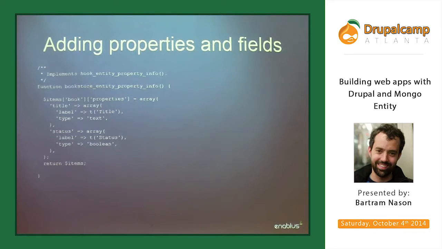You can add properties and fields to your Mongo entity type. It's just another hook. hook_entity_property_info is the hook that you use for creating properties. Fields are properties. Properties are just very basic attributes like title, status. They don't have that field naming system that you see when you create fields, where it's field underscore. You can define properties. All you need to do is set the type. So if you had a book and you want to set the title, give it a title property. You define the title, and then the type for a title would be text.